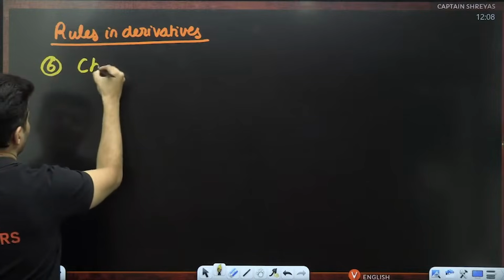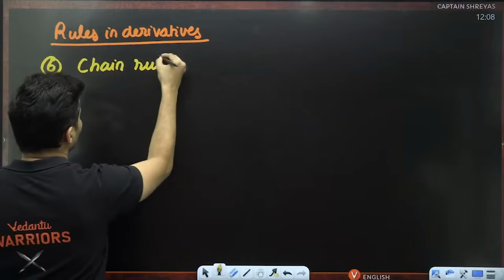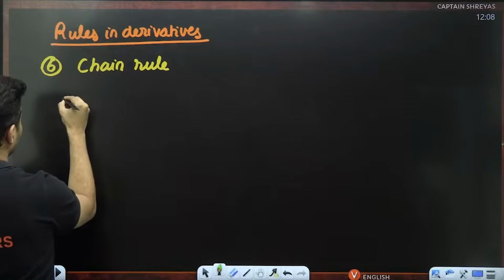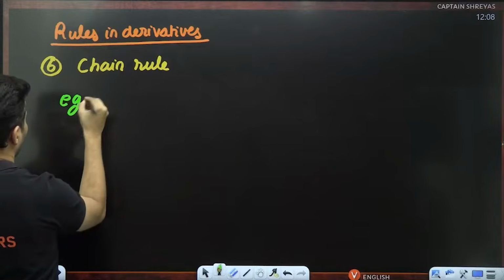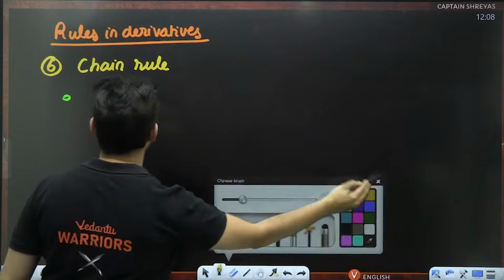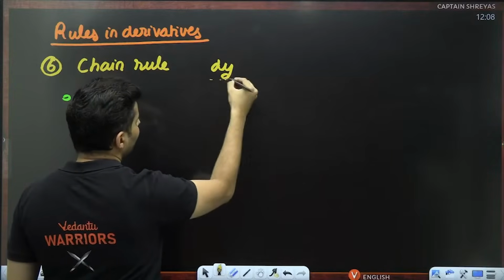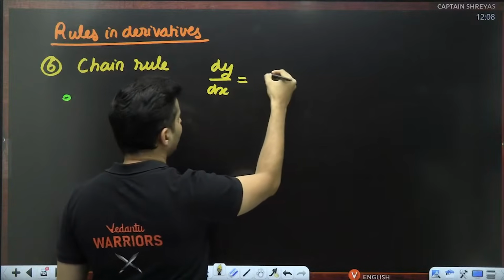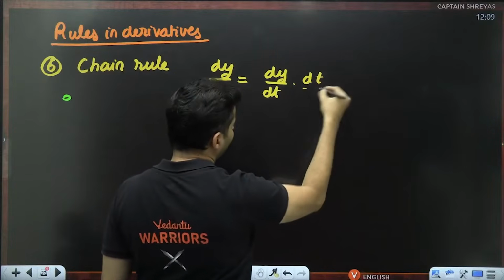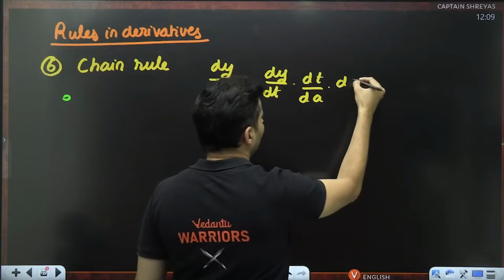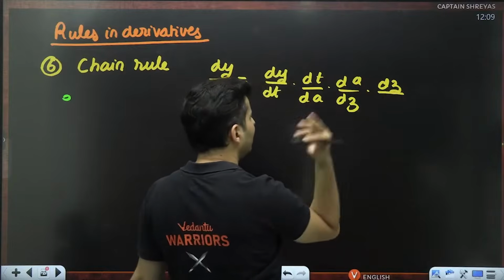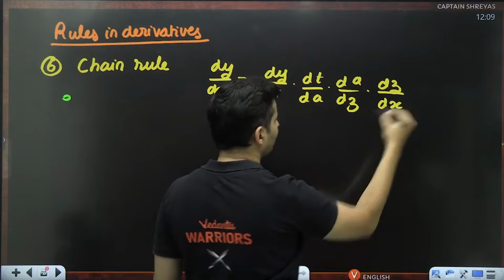Sixth rule is basically your chain rule. What is this chain rule? Okay, let me tell you. Actually, first let me write it down, then I'll explain with an example. If you have dy by dx, that can be written as dy by dt, any variable, into dt by dA, let's say a, into dA by dz, into dz. It's up to you when you want to stop. Let's say I decide to stop now, then stop it over here.